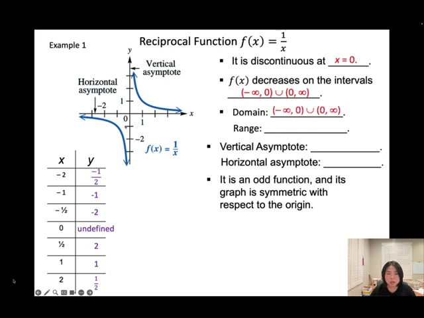Range. For the range here, the graph is going to be approaching the x-axis but never touching it. Same idea for this side. So y cannot be equal to 0 also. If y equals 0, then x will be undefined. So the range will be from negative infinity to 0, or from 0 to positive infinity.